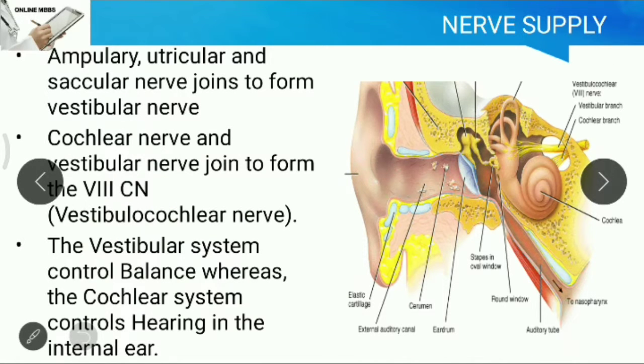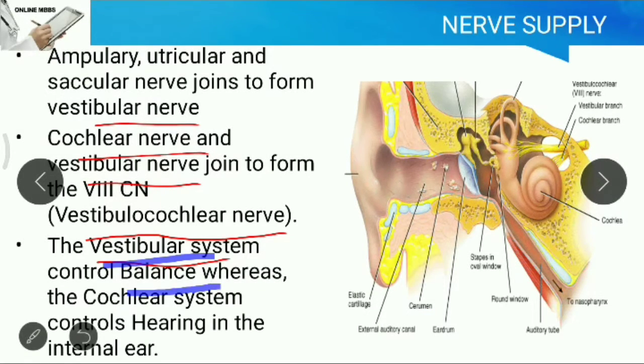Nerve supply. Okay, here what I was talking about is here. Ampullary, utricular, and saccular nerves join to form vestibular nerve. Cochlear nerve and vestibular nerve join to form the eighth cranial nerve, also known as vestibulocochlear nerve. The vestibular system controls balance, whereas cochlear system controls the hearing in the internal ear.